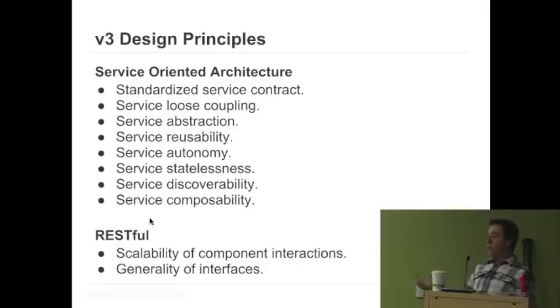You have loose coupling, so two different services shouldn't do the same thing. The more things you have that are similar or do kind of the same thing, the more confusing it is in an API, so you want to keep that to a minimum. The service is an abstraction, so it doesn't tell you about the backends or the logic that's behind it.